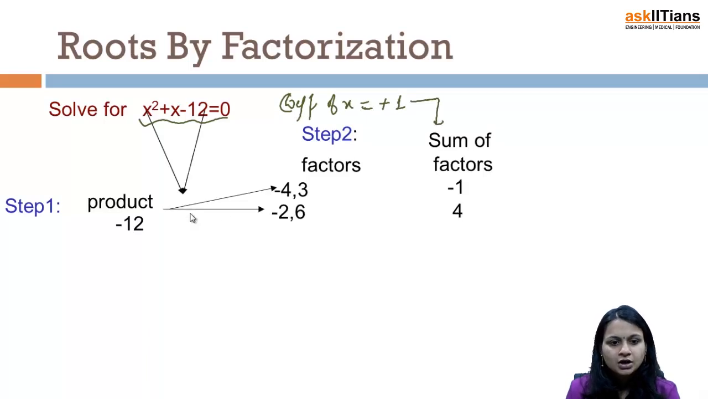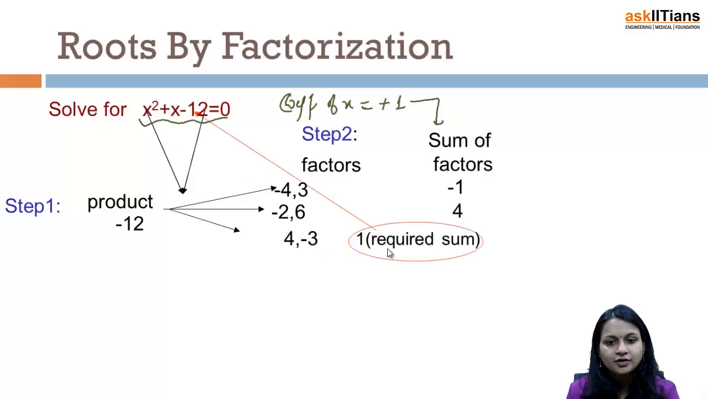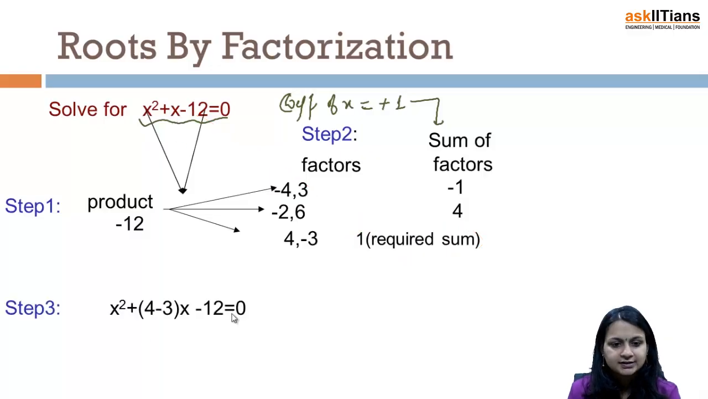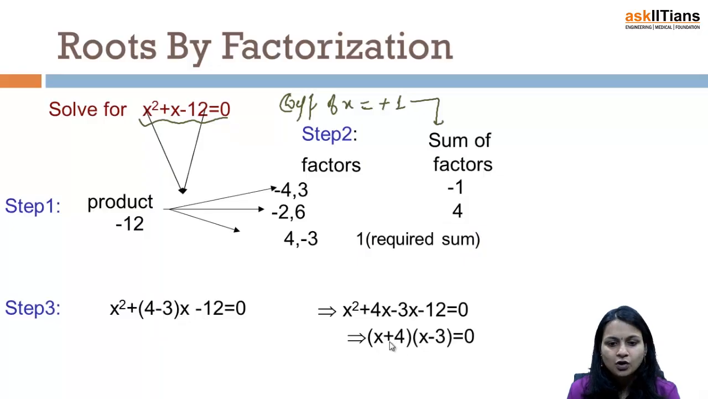Now again my product would be minus 2 and 6, but the sum is 4, so rejected. 4 and minus 3, yes, this is 1. So I will take 4 and minus 3. So I will write my middle term plus x as plus 4x minus 3x. Okay, and now I'll take common, so this becomes x plus 4 into x minus 3 equal to 0. So this gives me two roots, minus 4 and 3.